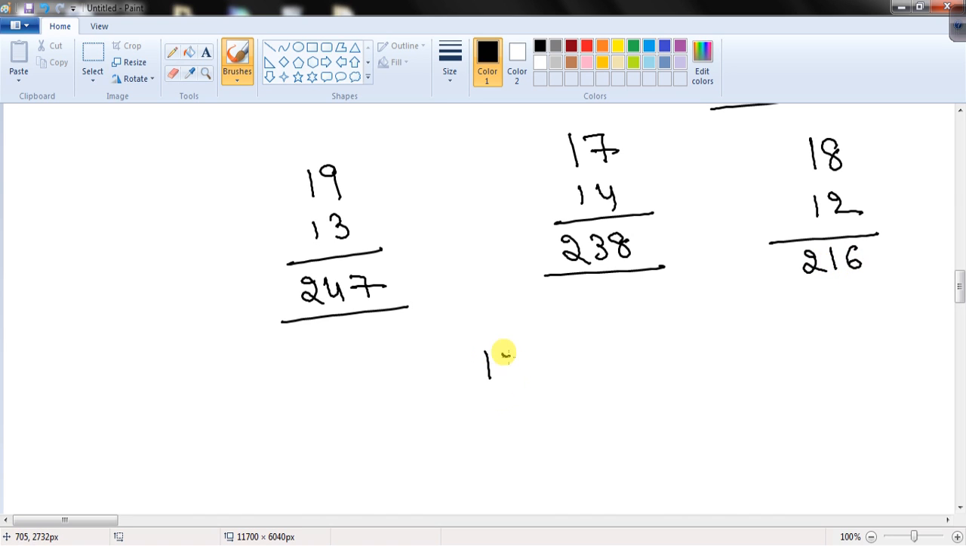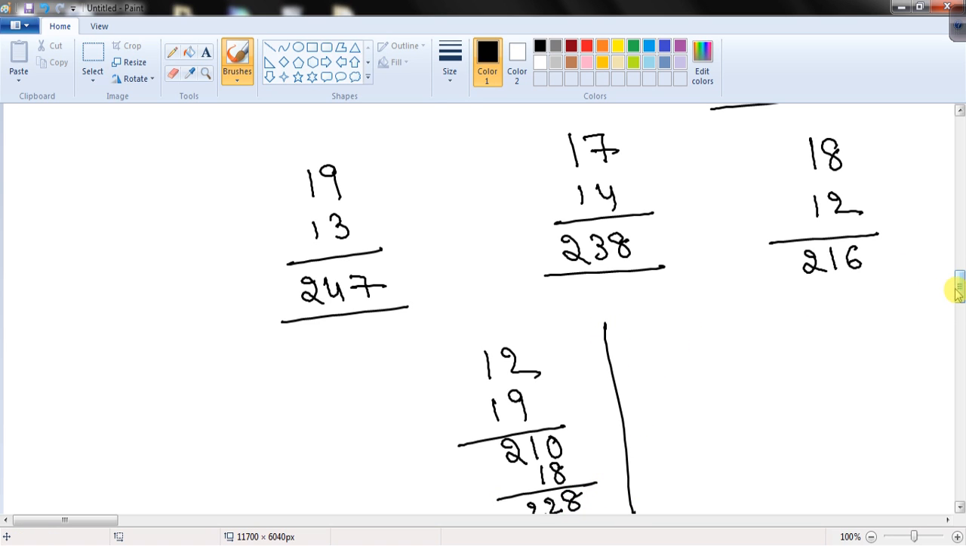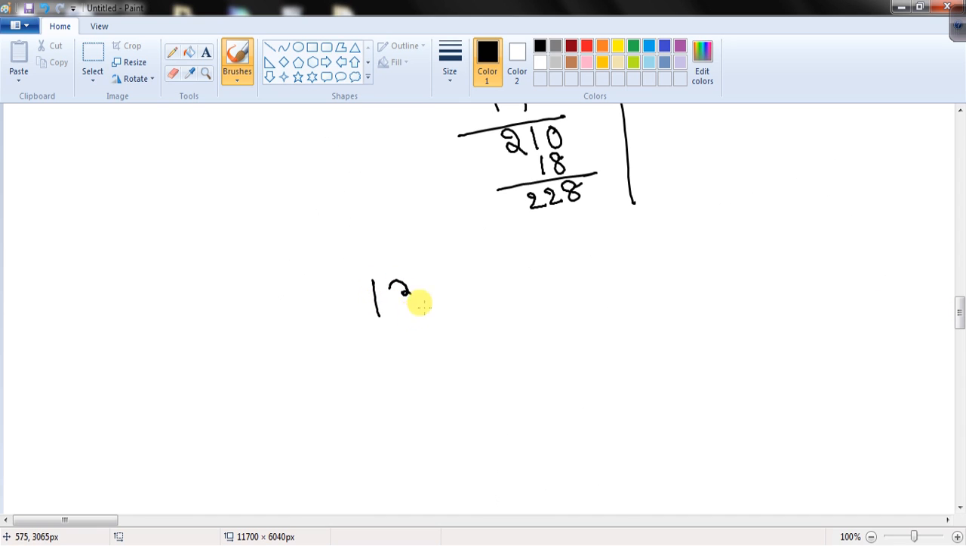216. 12 into 19. 12 plus 9 is 21. Or 19 plus 2 is 21. You can do either way, which is 210. 9 2s are 18. 210 plus 18, 228. 13 into 17. 13 plus 7 is 20, which is 200. 3 7s are 21. 200 plus 21, 221.